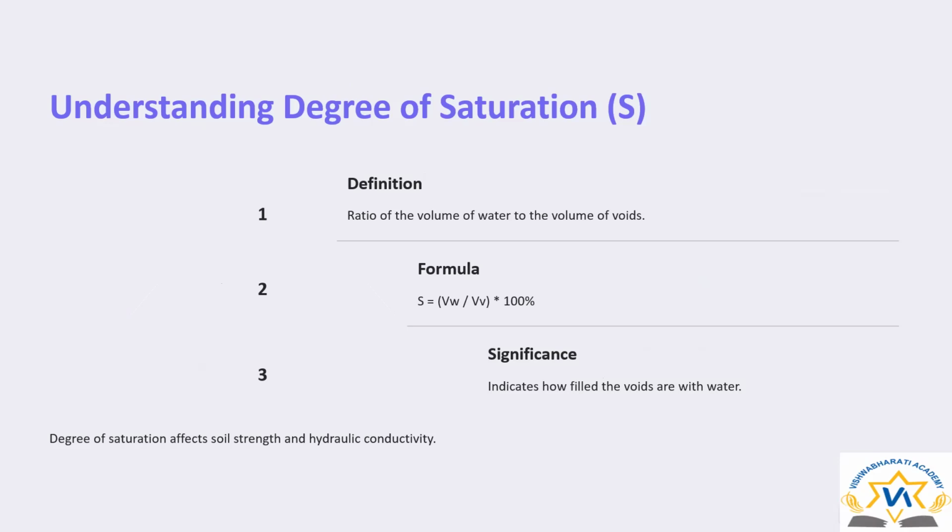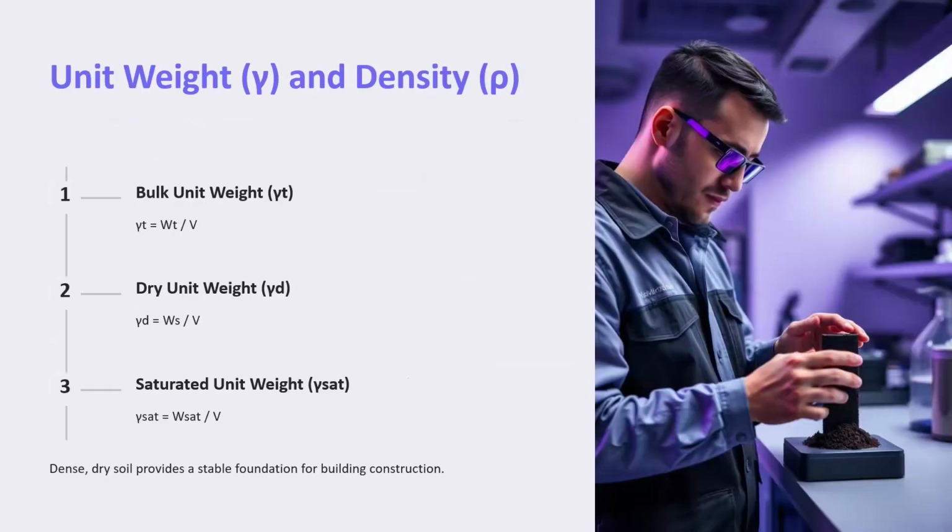The degree of saturation affects the soil strength. As the degree of saturation varies, the strength of soil also varies. This is an important index property. With the help of this index property, we calculate different problems in geotechnical engineering. Then next one is the unit weight and density.